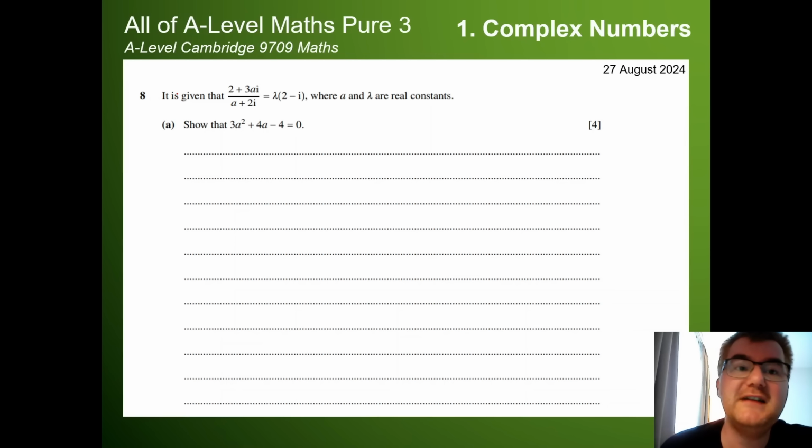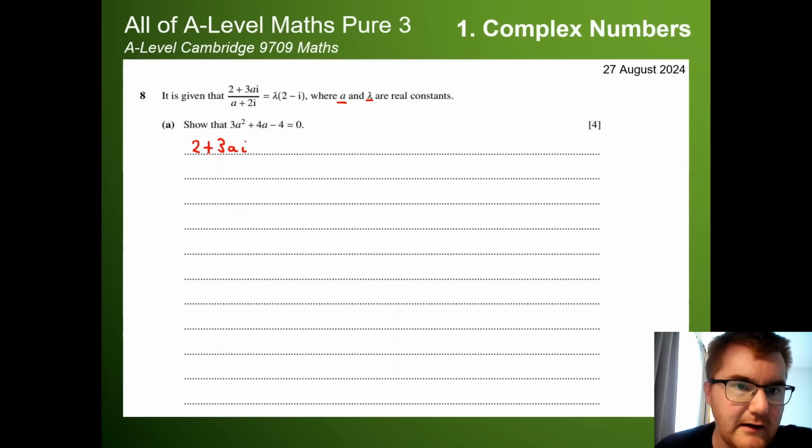Right, so we've got question 8 here, and it's given, again, a quotient of a complex number that is equal to lambda times (2 minus i), where a and lambda are real constants. From this information, we need to then generate this quadratic. So the first thing I'm going to do here, we've got (2 plus 3ai) over (a plus 2i) is equal to lambda (2 minus i).